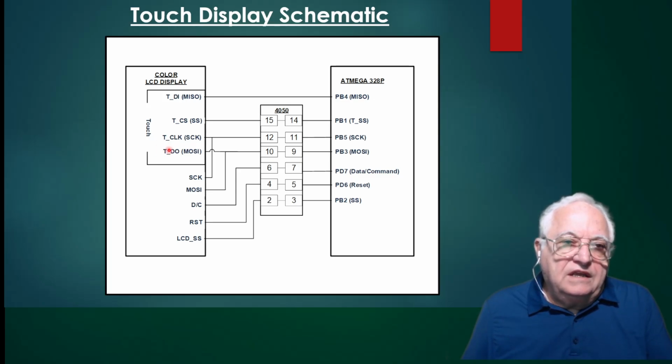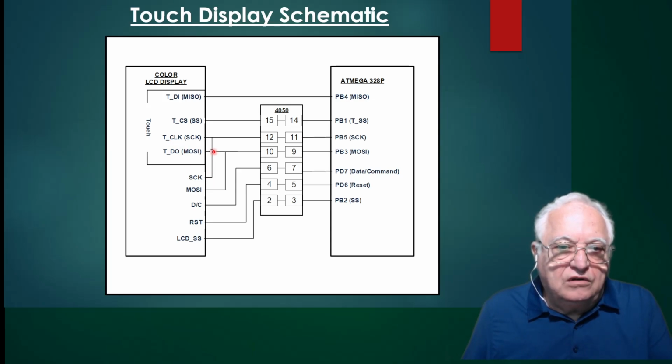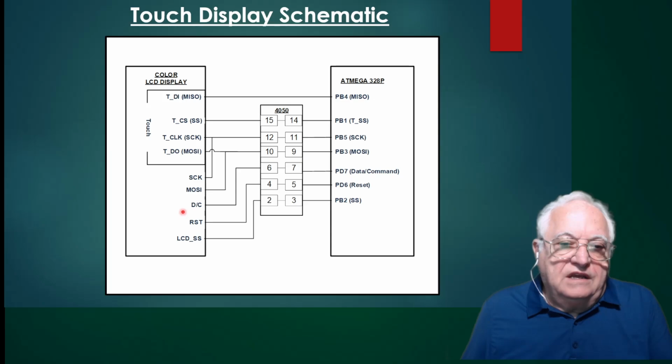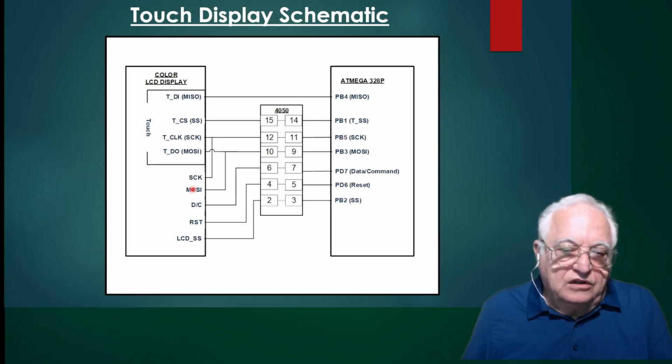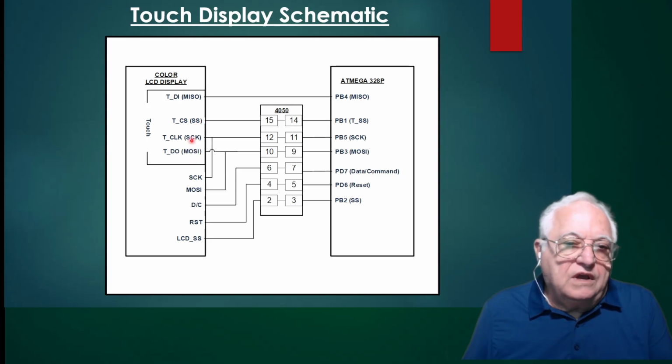Now the touch screen and the display are going to share the clock and the MOSI. So the clock and the MOSI are shared. Then the data command, reset and LCD chip select, those are unique. Now on the touch screen, the MISO is unique because we don't get any feedback from the display, so we don't use it, so we don't need it. And then the other unique one is going to be the chip select. Now the MOSI and the clock are shared.